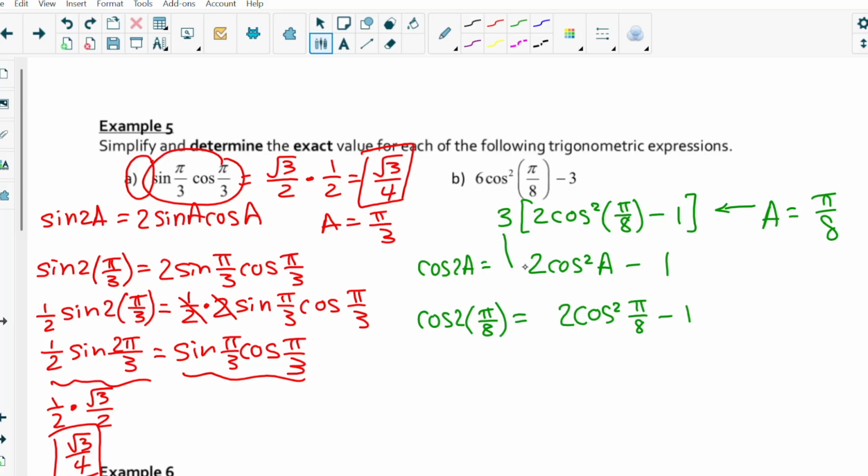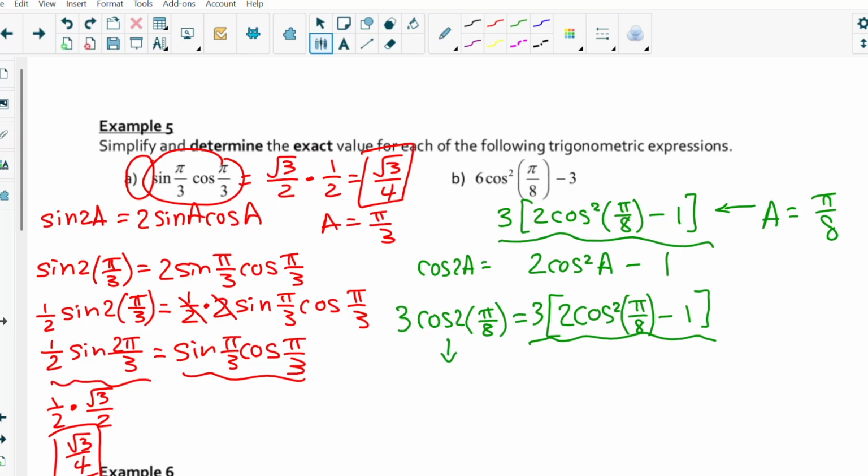Well, I have this 3 out in front, so I'm going to bring this 3 down. Okay, so I brought the 3 down. I need to adjust it by putting a 3 on the left side because I'm trying to get this into a single trigonometric function or expression and then simplify it and determine the exact value. So this side looks exactly like that.